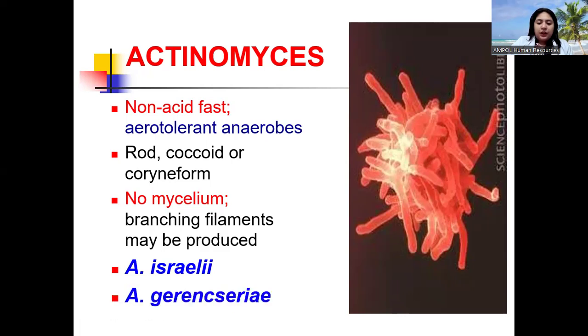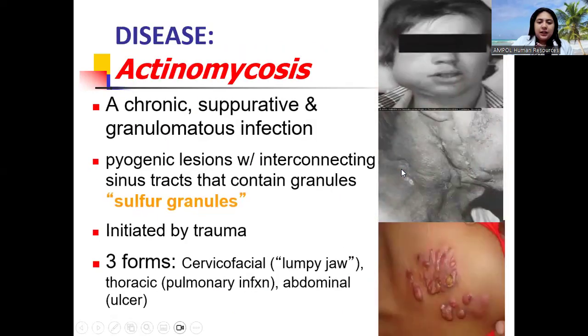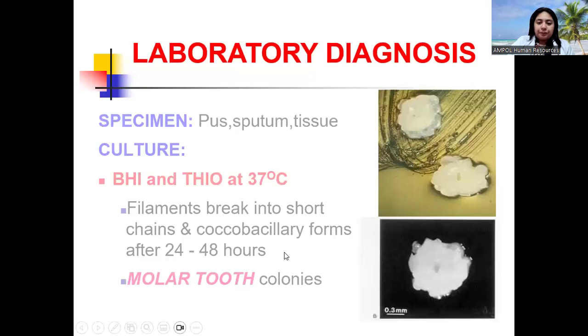These are the organisms associated with Actinomyces. It causes actinomycosis, a suppurative and granulomatous infection which causes pyogenic lesions with interconnecting sinus tracts that contain sulfur granules. The sulfur granules are associated with Actinomyces species. It is initiated by trauma. There are three forms of actinomycosis: cervicofacial, or lumpy jaw; thoracic and pulmonary infection; and abdominal infection.